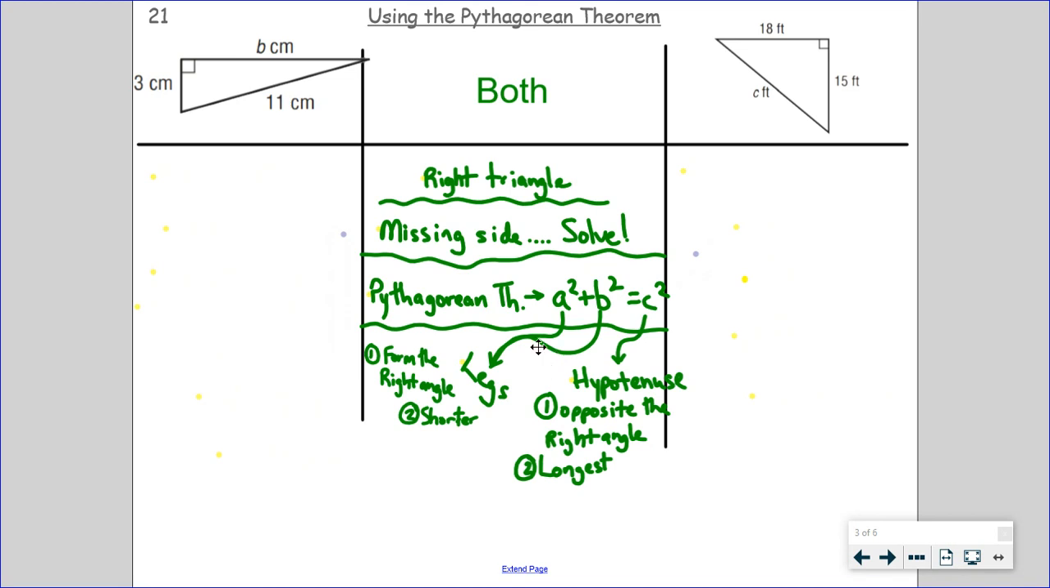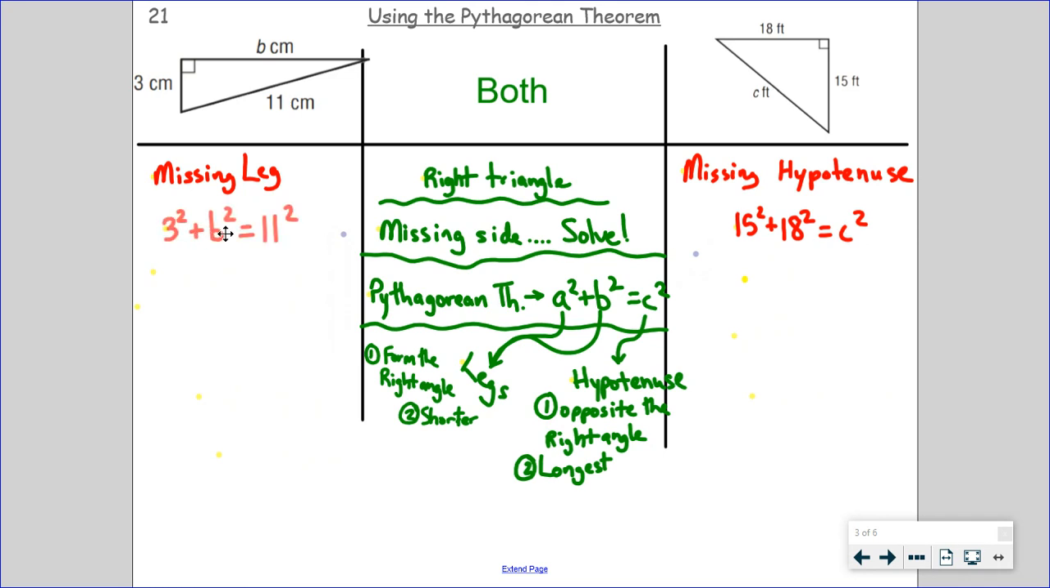Now let's talk about the difference, and of course the main difference being that for this problem, there is a missing hypotenuse. For this problem, it is one of the legs that is missing. Now that's important because as we set up the formula, we note here C is the missing piece, it is the hypotenuse, while over here, B is the missing piece, it is one of the legs. Meanwhile, the longest edge, the edge opposite of the right angle, is 11.